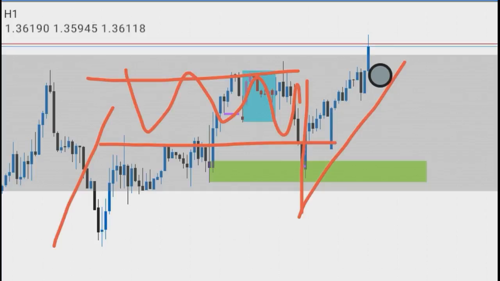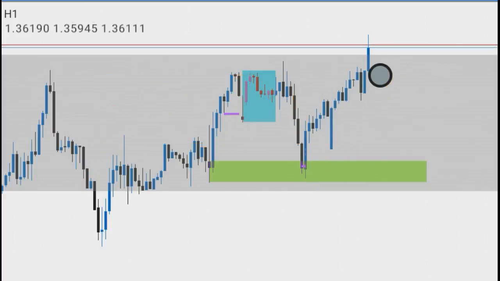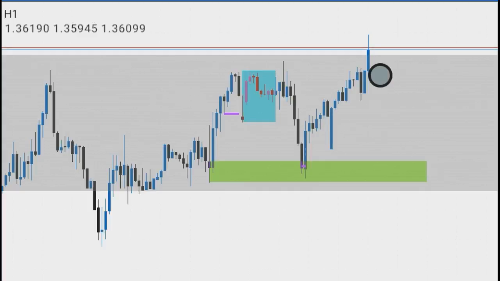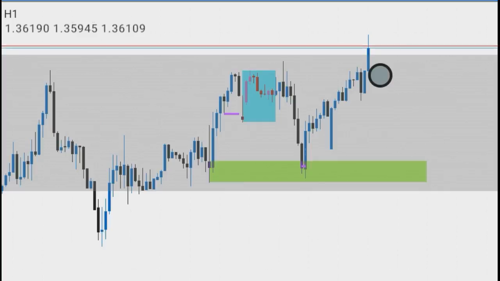Now, let me tell you this. You have a 3 hour window during London to trade. Your trading window for this strategy is 3 hours during London. If after 3 hours you don't find the pattern I have shown you in this video, then close your laptop and go do some other things.